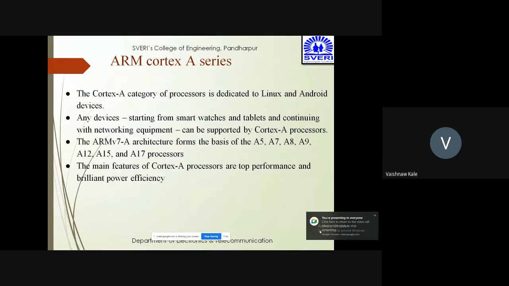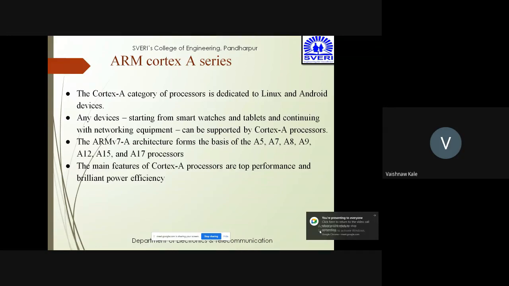Then we'll see the Cortex A series. This Cortex A category of processor is specially dedicated to Linux and Android devices. So you can see that whenever there is a Linux or Android device, that means a Cortex A series ARM processor is being used. Then any devices starting from smartwatches and tablets and continuing to network equipment can be supported by Cortex A. So it forms the basis of A5, A7, A8, A9, A12, A15, and A17 processors.